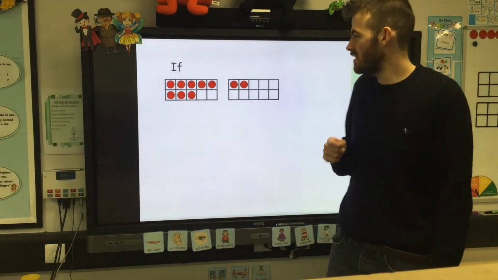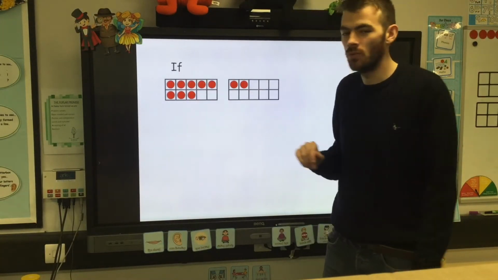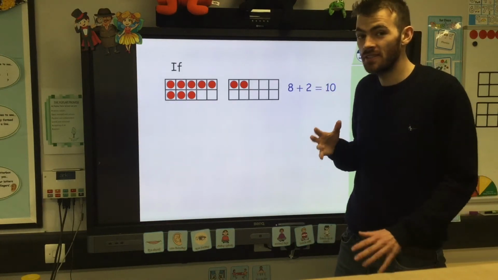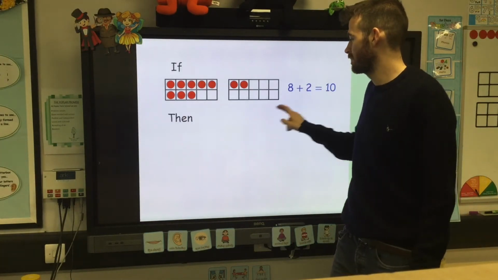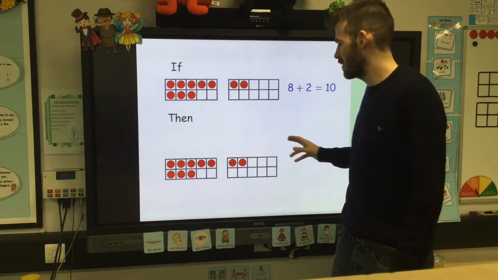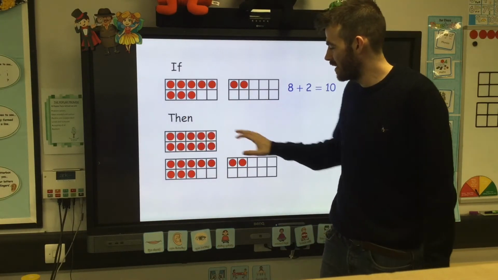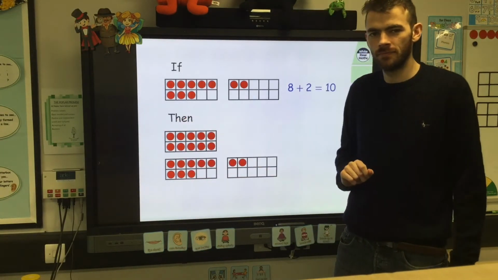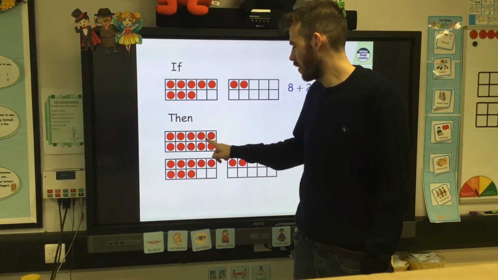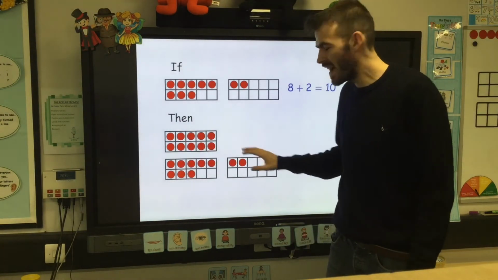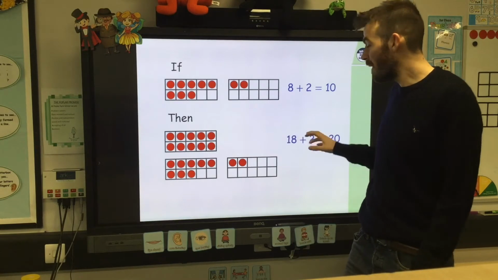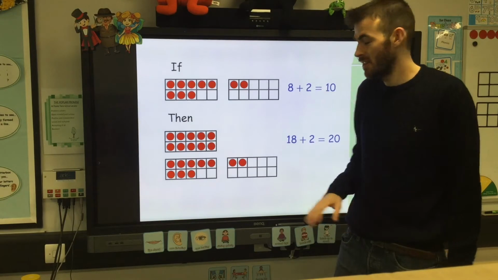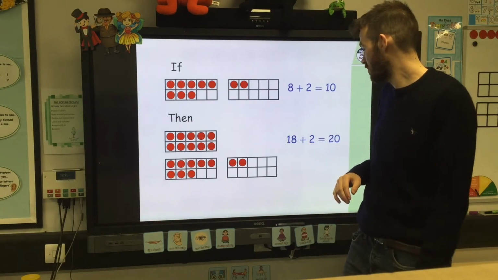So if we already know that 8 add 2 equals 10, and we can see that here, then we can use that to find our number bond to 20. 8 add 2 equals 10, and we can add an extra 10 to the 8. How much do we have here? We have 18, 1 ten and 8 ones, and we're going to add 2 to that. That equals 20. We could move these 2 over to make 2 tens. So we know that 18 add 2 equals 20.